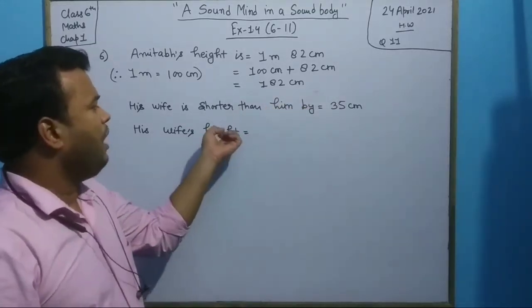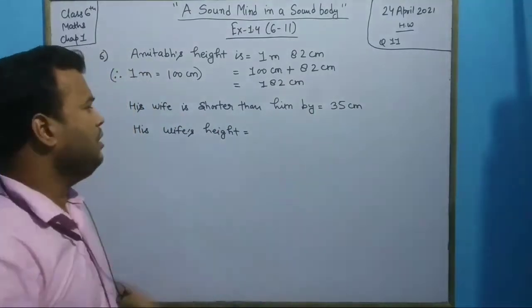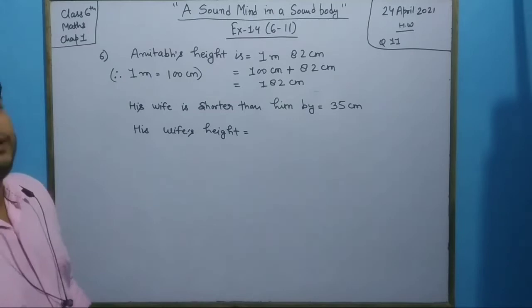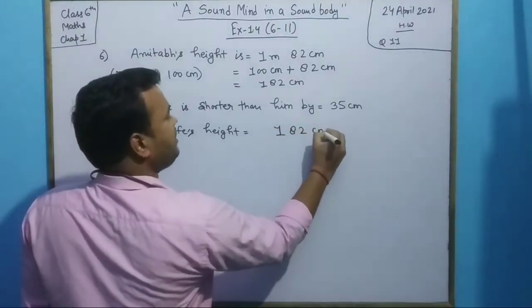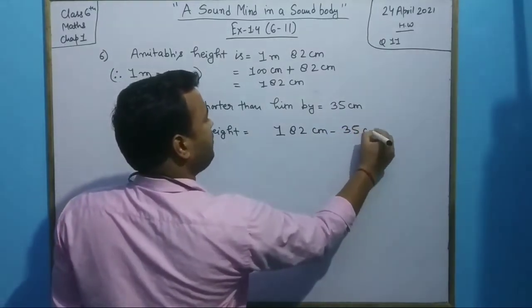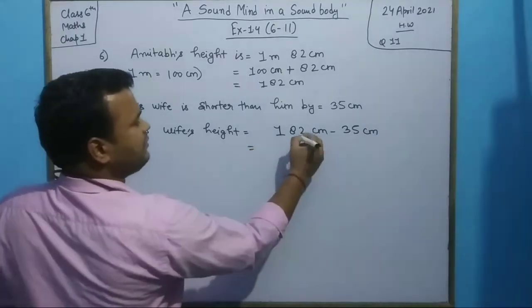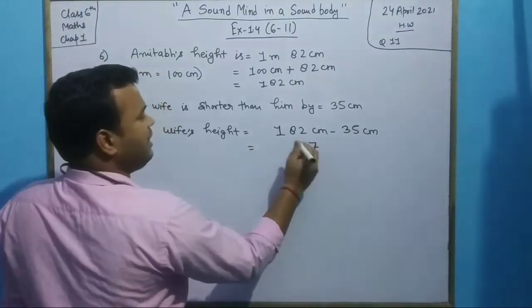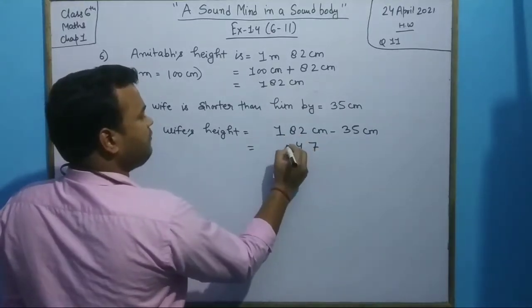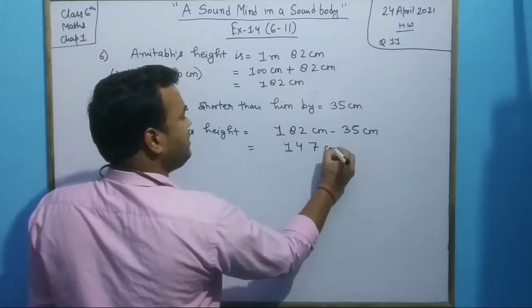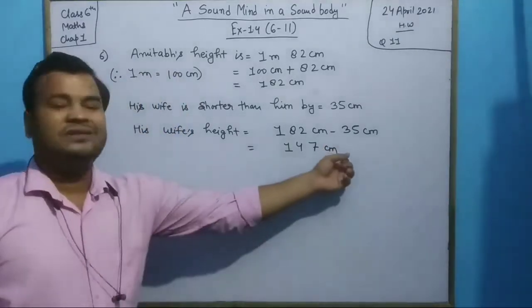Now, by 35 centimeter his wife is shorter. So to know his wife's height, we have to subtract 35 from 182 centimeter. When we subtract, it will be 12 minus 5, this is 7, and 7 minus 3, it will be 4. So it will be 147 centimeter. Okay, so this is in centimeter.